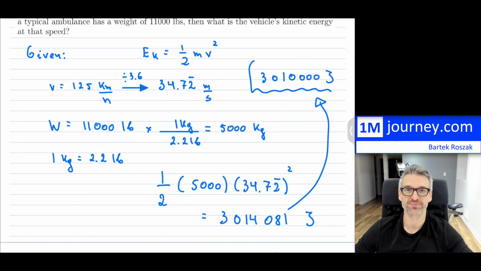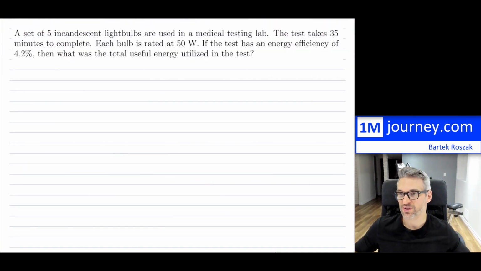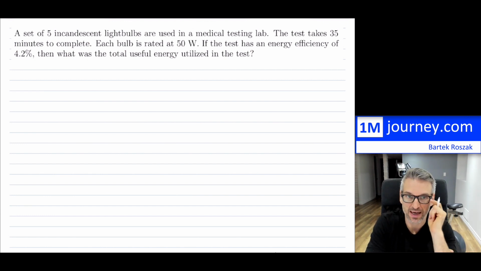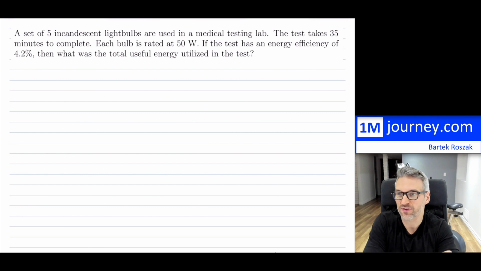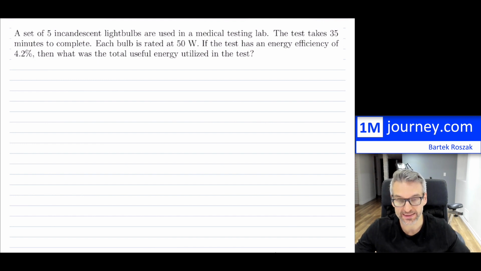So that is it. So here's a neat one. It says a set of 5 incandescent light bulbs are used in a medical testing lab. The test takes 35 minutes to complete. Each bulb is rated at 50 watts, so this is power. If the test has an energy efficiency of 4.2%, so it's not very efficient, then what was the total useful energy utilized in the test?